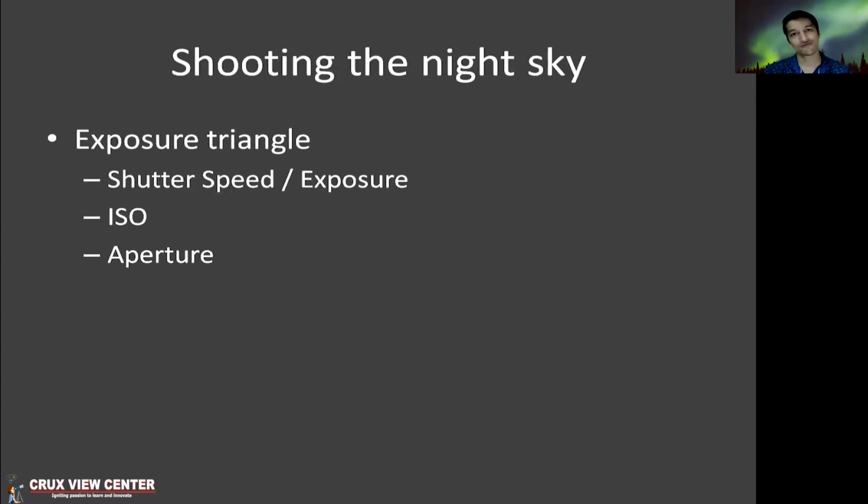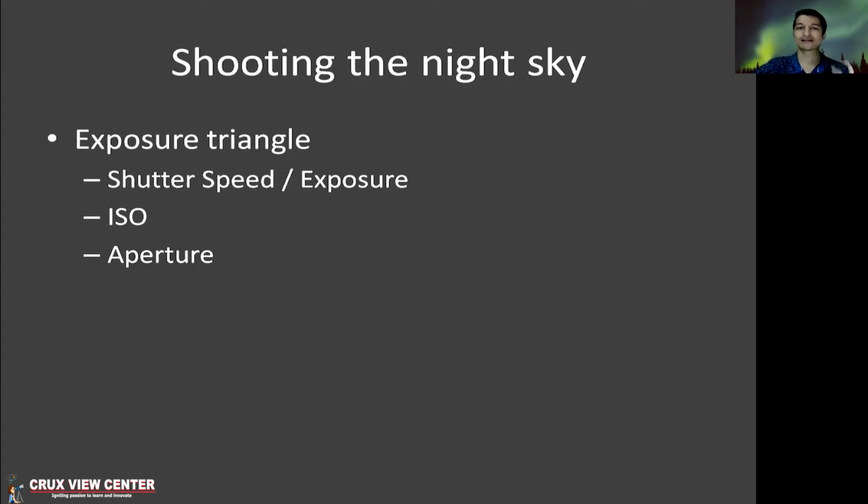Shooting the night sky, the basic three pillars of photography are shutter speed, ISO, and aperture. Considering mobile photography, aperture is not what we are going to look at, because 99% of mobile cameras won't provide you the facility to change the aperture. But shutter speed and ISO are things we can focus upon. So we will understand what is shutter speed and what is ISO.